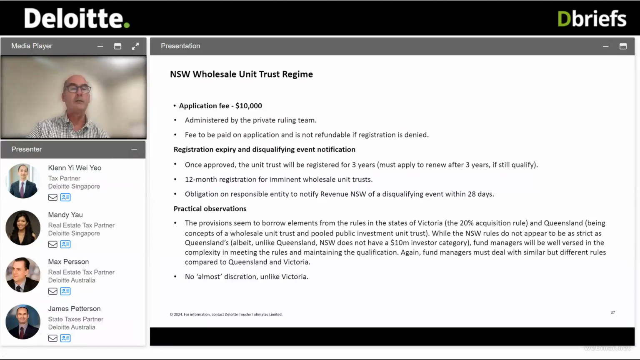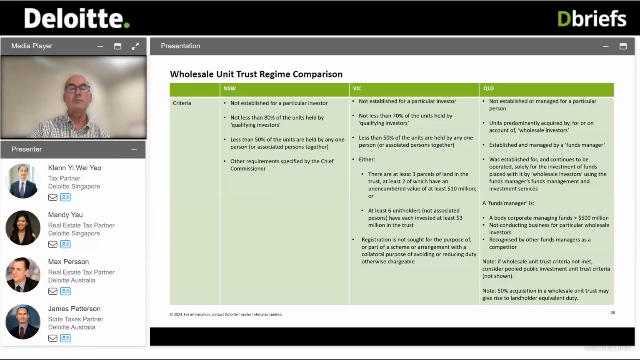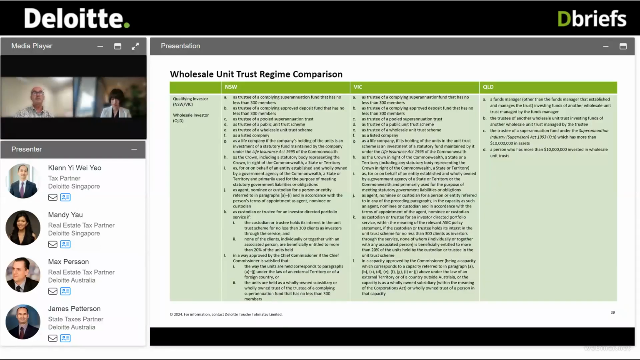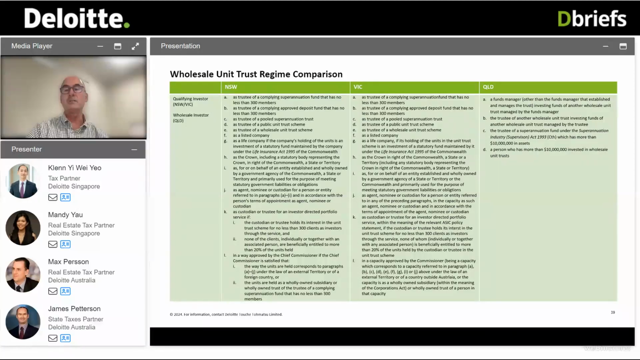So next slide, thank you. I'm not going to go through this slide in the next few. They're just a takeaway summary of the unit trust, wholesale unit trust provisions in these 3 jurisdictions. If we go to the next slide, this one gives that exhaustive list of what a qualifying investor is. And as you can see, mostly large super funds, listed entities, and life companies.